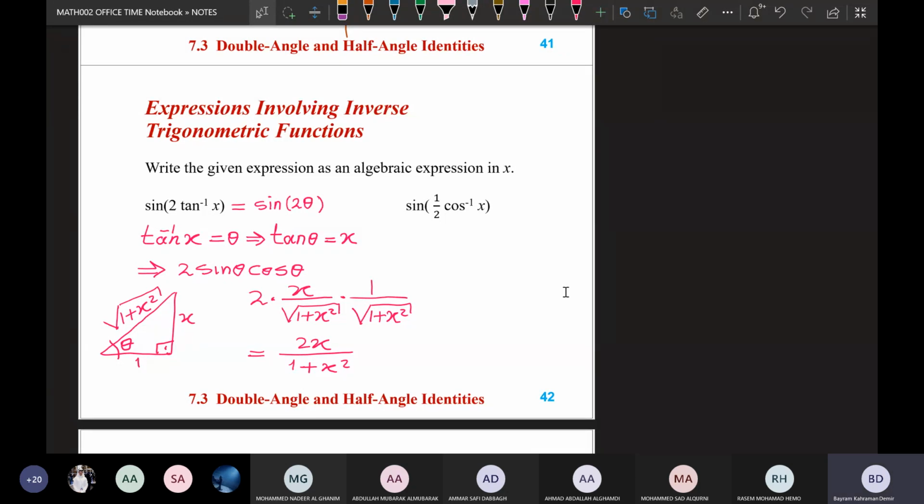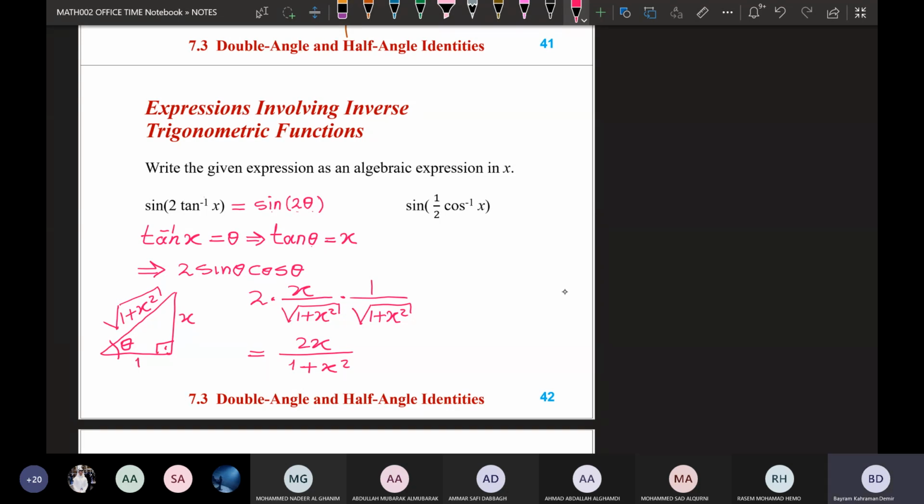Now here is some inverse function applications, Shabab. When you get the tangent inverse of x, we are going to call it theta, of course. Tangent inverse x is theta. That means tangent of theta is x. So now the question becomes sine of 2 times theta, because 2 times tangent inverse x means 2 times theta. Sine of 2 theta.